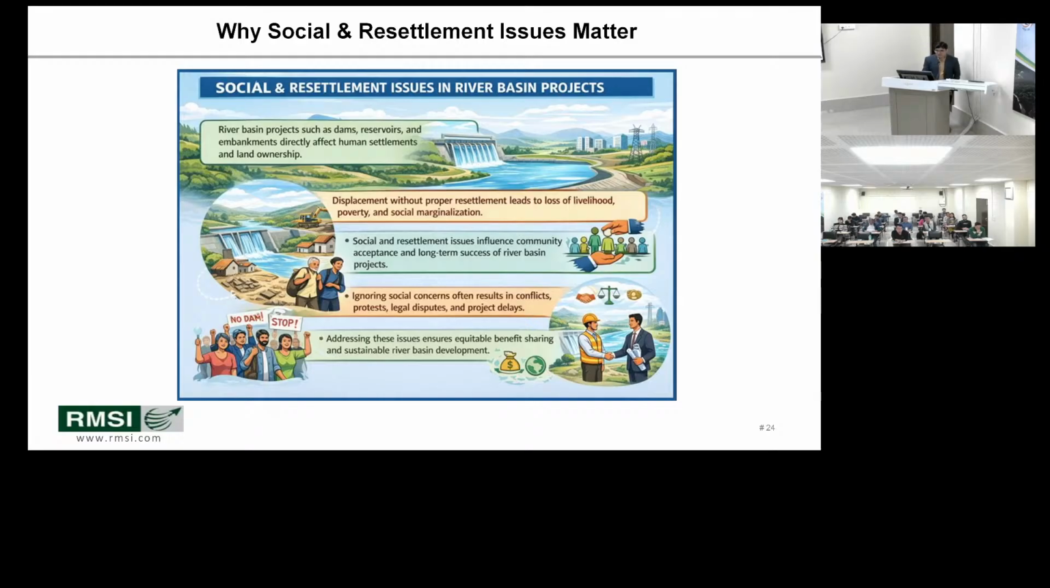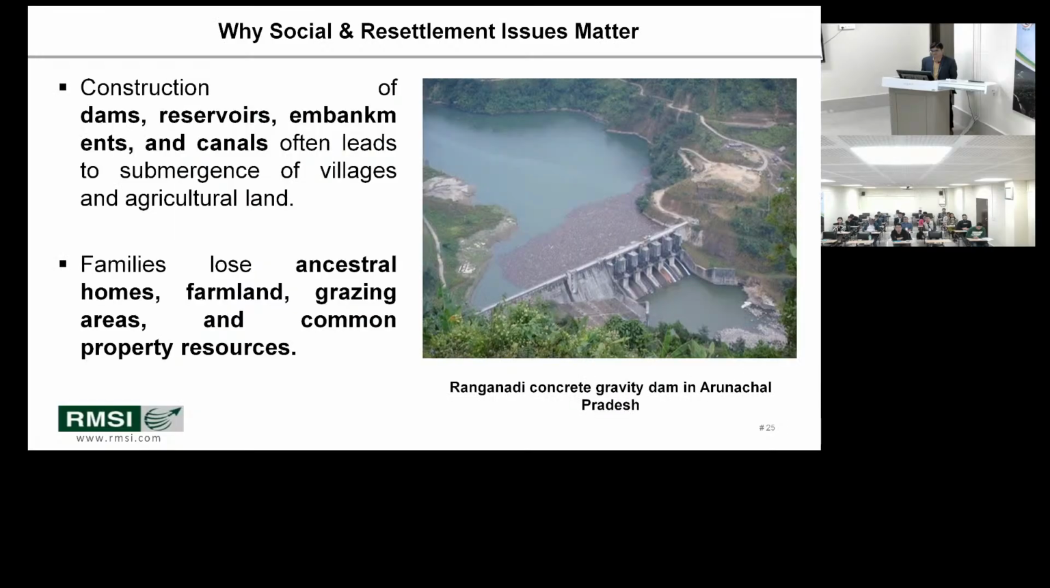So river basin projects such as dams, reservoirs, embankments directly affect human settlements and land ownership. You are aware. Displacement without proper settlement leads to the loss of livelihood and poverty, because unless you have a plan, it will yield poverty, social marginalization, and livelihood problems. These social resettlement issues should be considered, and these aspects should not be ignored while planning any project in the river system.